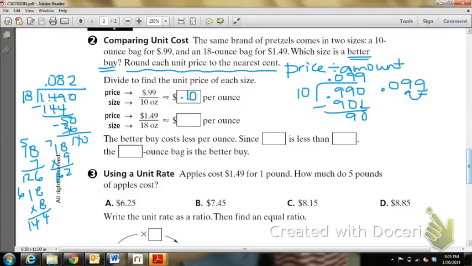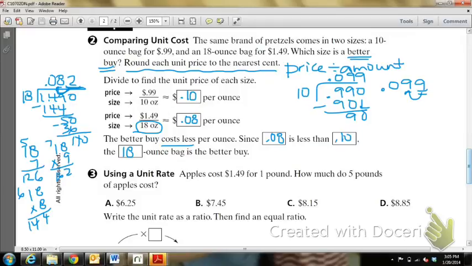All right, and I'm going to stop here. This 2 is going to take this 8 and keep it as an 8, so it's going to be 8 cents per ounce. The better buy is going to be the one that costs less. So, since 8 cents is less than 10 cents, the 18-ounce bag is the better buy. Okay, so the first one went in okay, but the second one, if it doesn't go in evenly, just stop after 3 decimal places and round your answer, because you're talking about money.